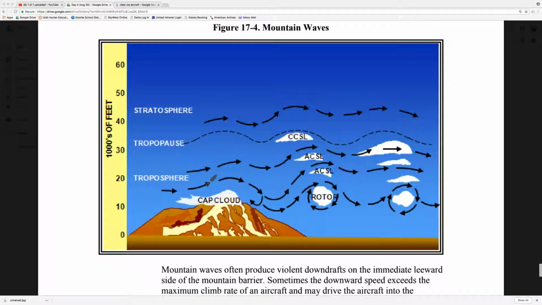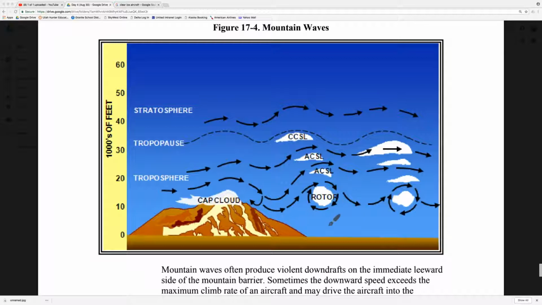Okay. Like it shows here, the air is coming up and over the mountain, right? And as it comes back up, it swirls. So it turns into like an eddy in a river, right? You get a really strong eddy. That's what a rotor cloud is. It will flip your plane in a heartbeat.